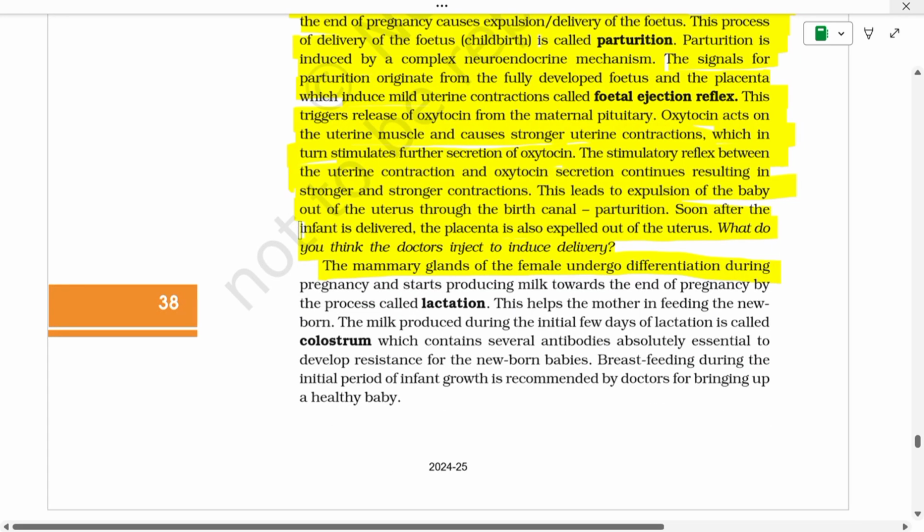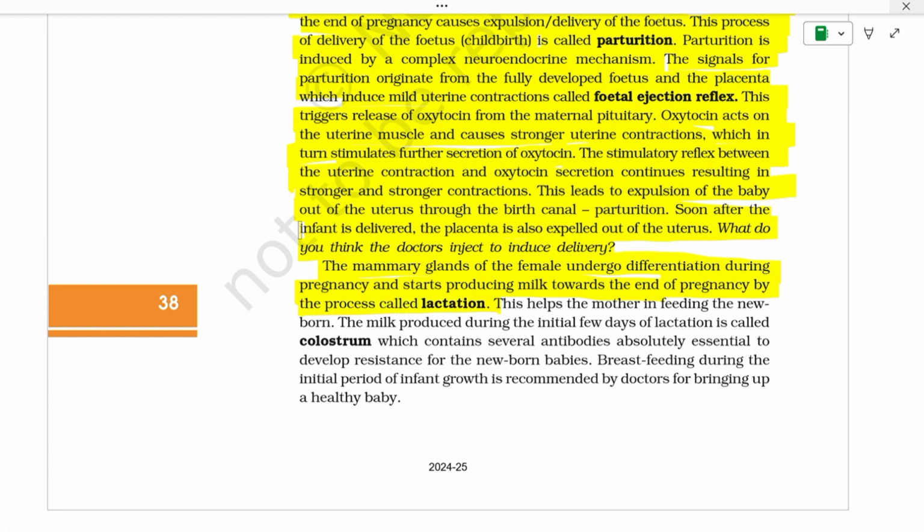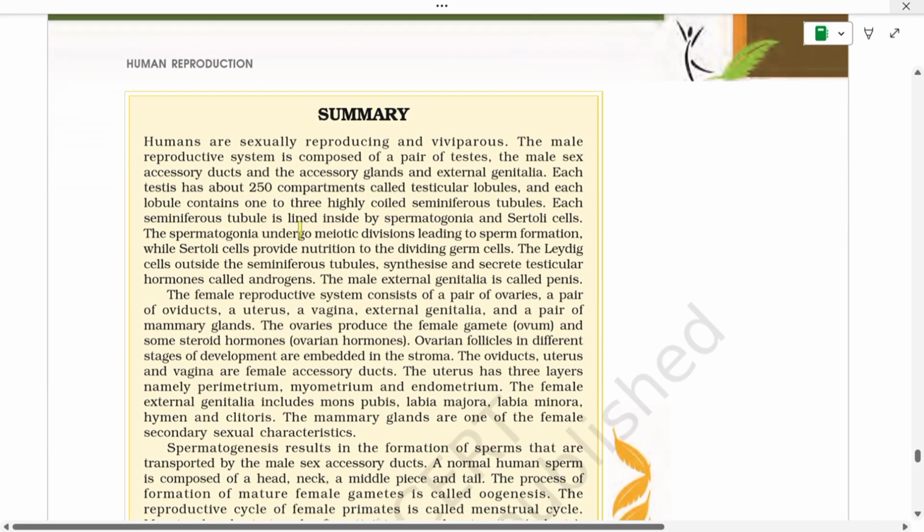The mammary glands of the female undergo differentiation during pregnancy and start producing milk towards the end of the pregnancy by the process called lactation. This helps the mother in feeding the newborn. The milk produced during the initial few days of lactation is called colostrum, which contains several antibodies absolutely essential to develop resistance for the newborn babies. Breastfeeding during the initial period of infant growth is recommended by doctors for bringing up a healthy baby.